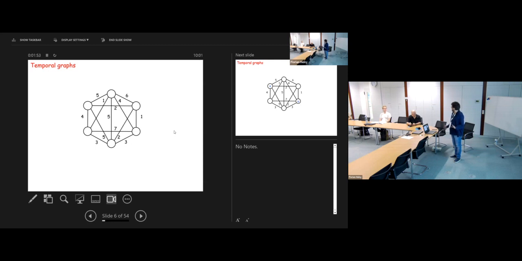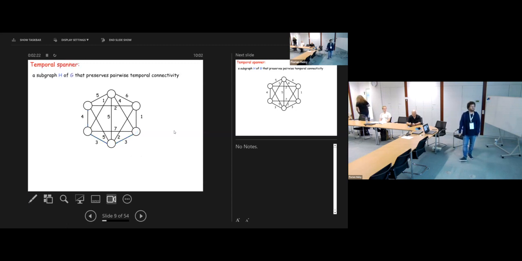Okay, so given this simple temporal graph, a really important notion is that of temporal path from a vertex U to a vertex V, which is a UV path with non-decreasing time labels. For instance, here, the blue path is a temporal path from U to V with time labels 3 and then 4. And when there is such a path, we say that U is temporally connected to V.